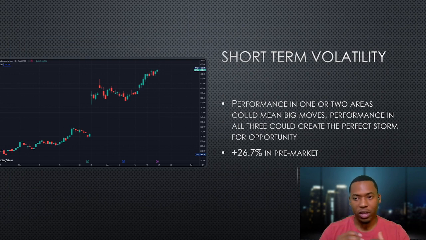Talking a little bit more about NVIDIA, again, these earnings reports produce incredible volatility. So what happens after this earnings report comes out? We see a massive gap. NVIDIA goes from roughly $305 to $380, literally overnight, from a Wednesday to a Thursday. 26.7% growth in pre-market before the market even opens for this particular stock. Performance in these two areas, earnings per share and revenue, can mean a big deal, but overperformance in either or both can result in crazy moves like this.